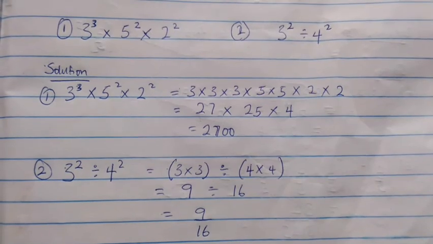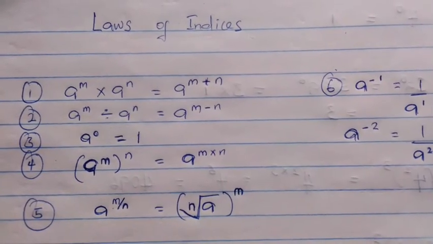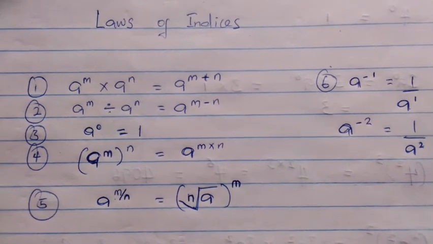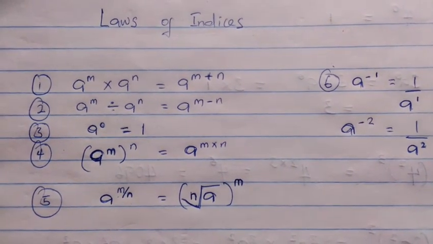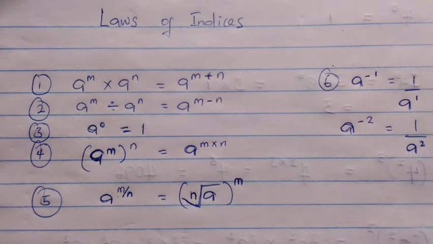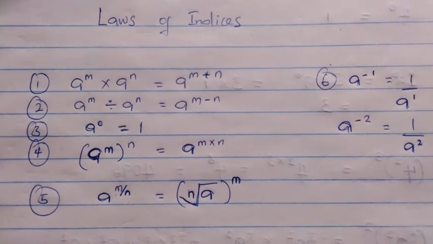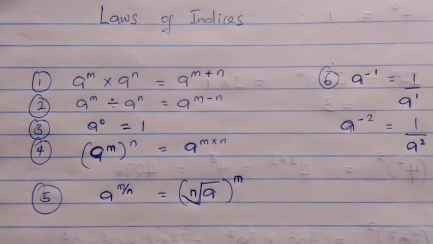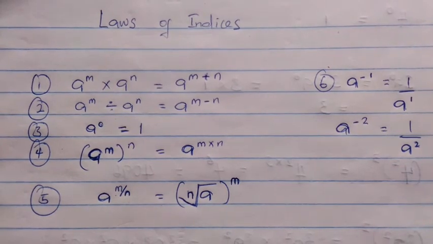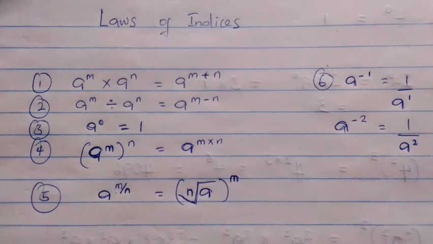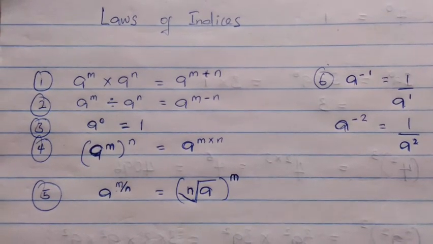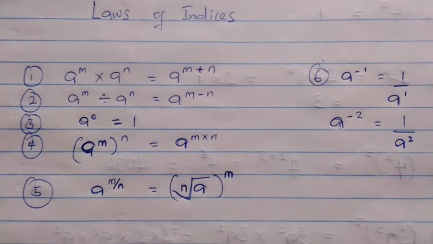Moving to laws of indices. Now in this place, we'll be looking at some few rules we need to know to answer any question in indices, which we have number 1 as a raised to power m times a raised to power n. In this case, notice that the bases are the same and the powers are different. So when the bases are the same and it is in multiplication form, you add the powers.